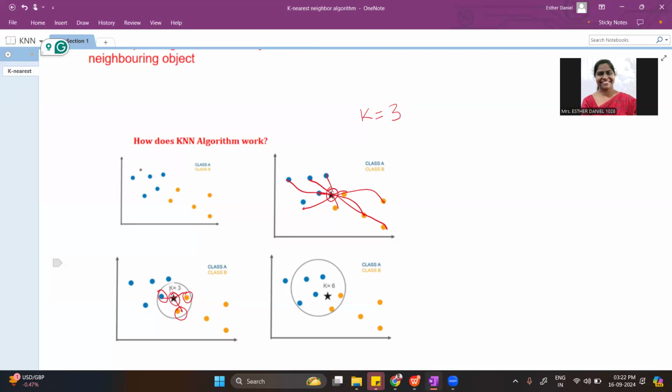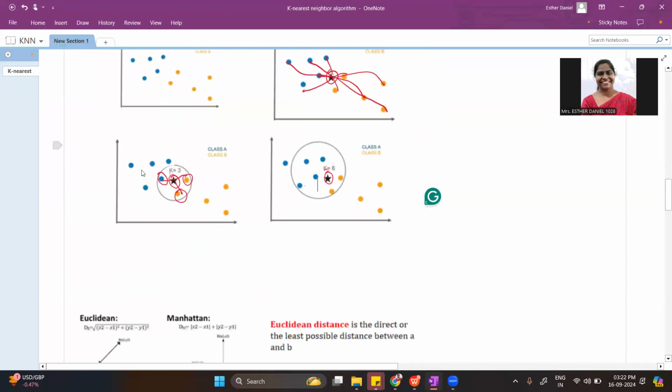The same way, when K equal to 6, we have to take six neighbors who are near to this unlabeled data point, out of which we have four labeled data points of class A and two data points of class B. So majority is class A, so we assume that this unlabeled data belongs to class A, the blue color. This is how the algorithm works.